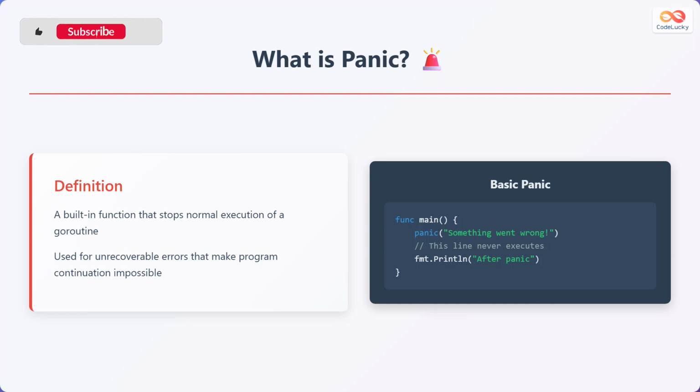A panic is a built-in function in Go that halts the normal execution of a Go routine. Panics are used for unrecoverable errors. These are the errors that make it impossible for the program to continue its execution.